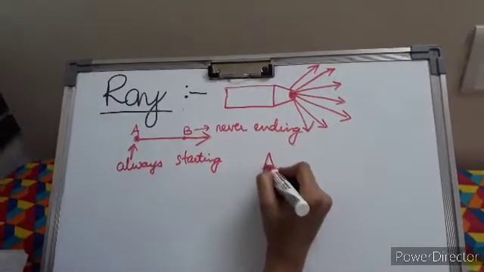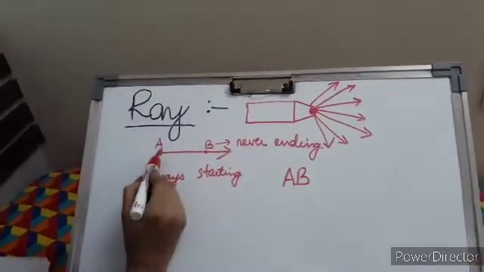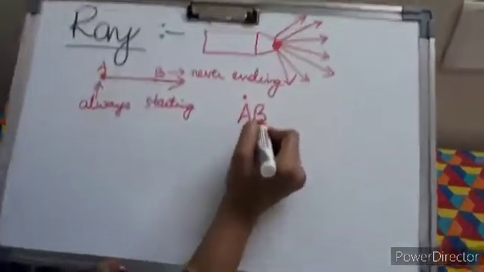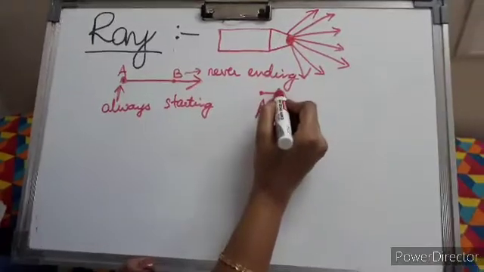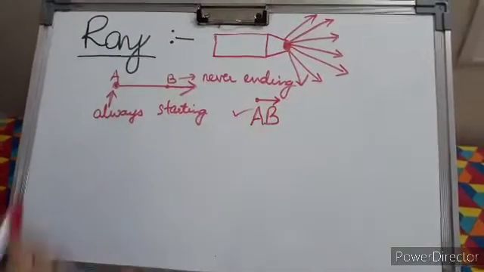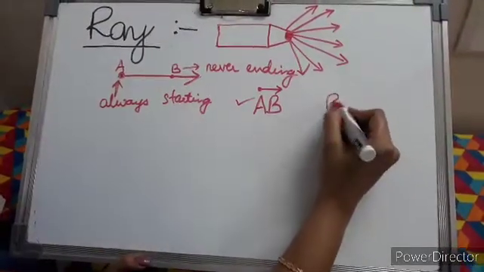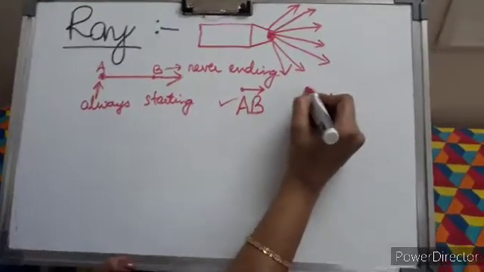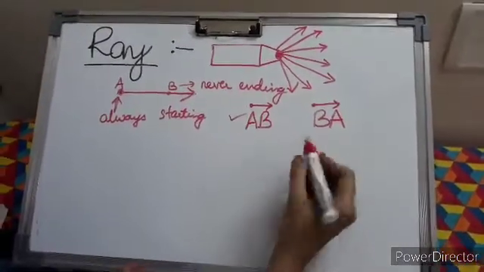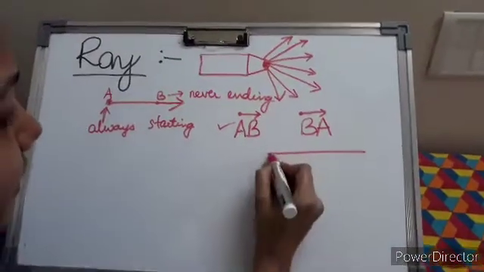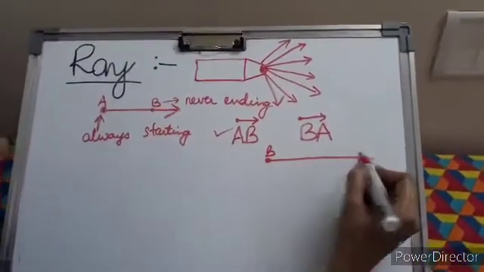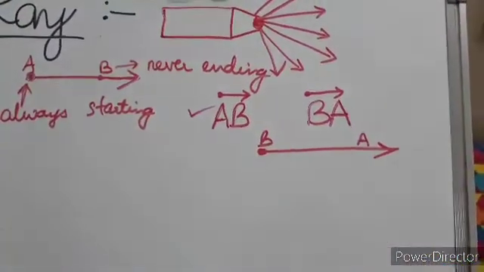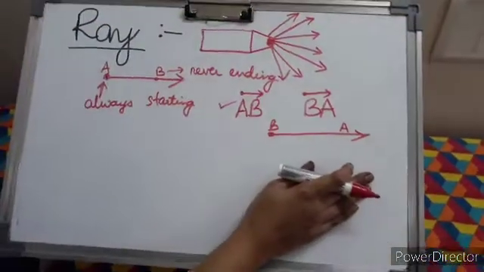How will we write a ray? This is very important, one should understand. This is the starting point, a fixed point A, so we put a dot here, capital A, and capital B towards a straight line. This is the symbolization for a ray. If we have to write BA, then the ray starts at B and goes on forever through A. So this is what a ray is all about.